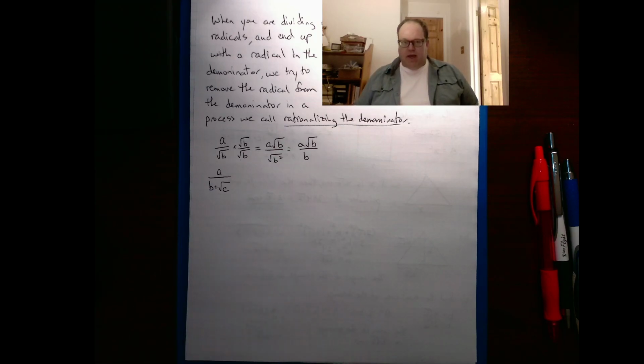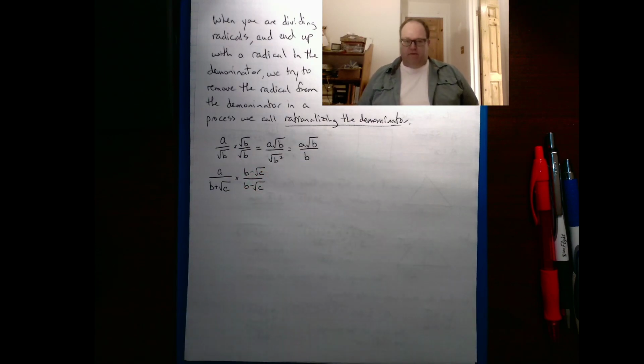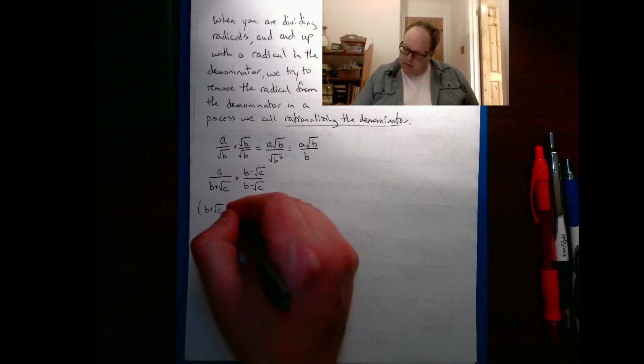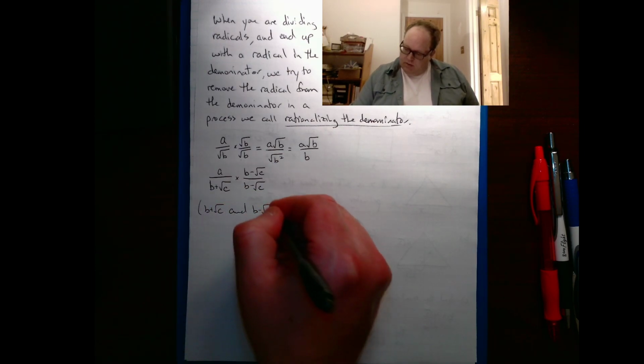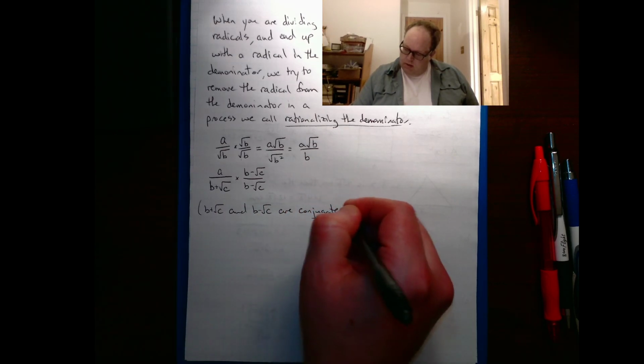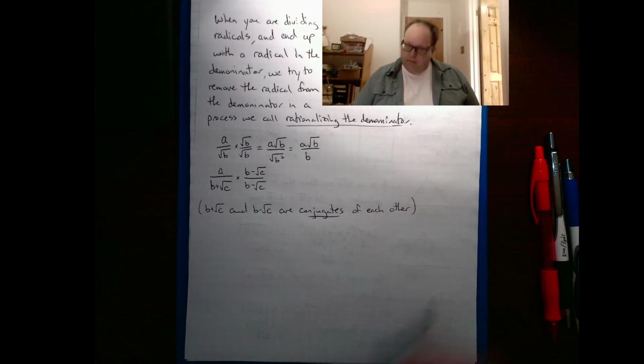Now what we do in this case is something we call multiplying by the conjugate. Your conjugate is simply the same thing as your denominator, but with the sign reversed. And we would say that b plus root c and b minus root c are conjugates of each other. All that means is I've changed the sign of the term connecting them. Instead of b plus root c, I have b minus root c.